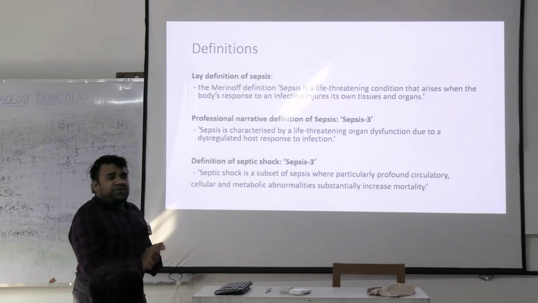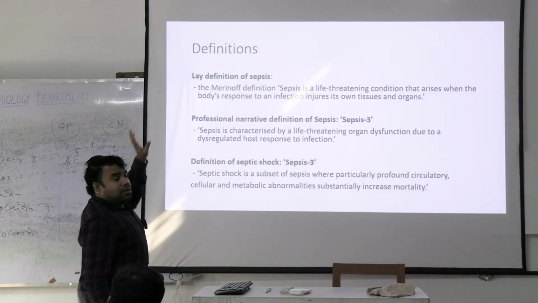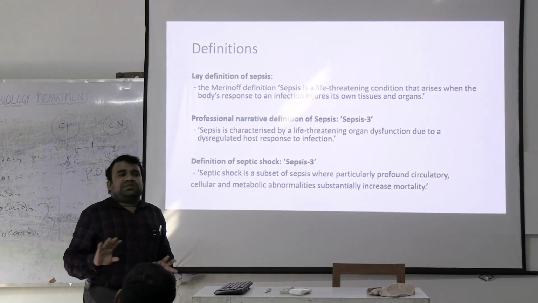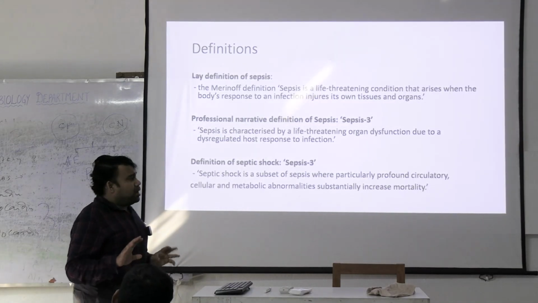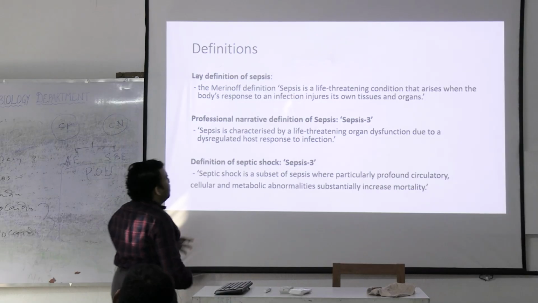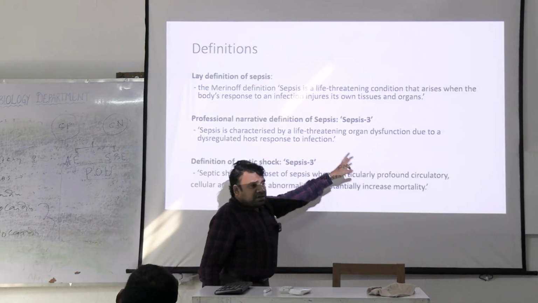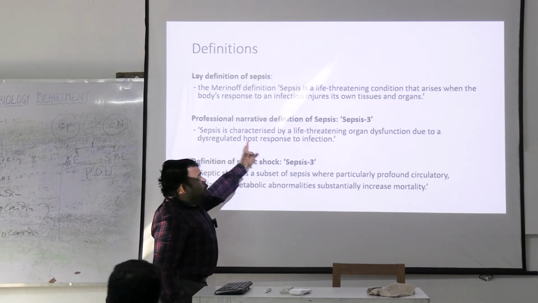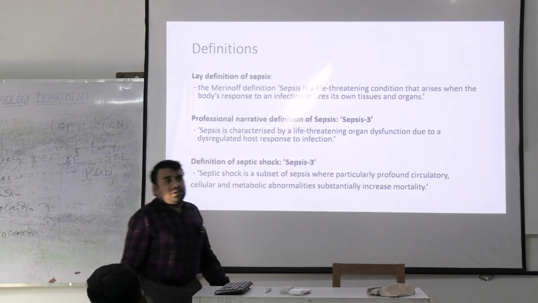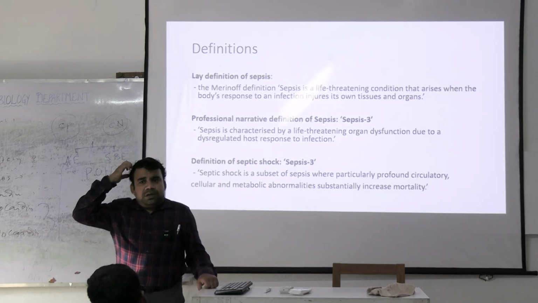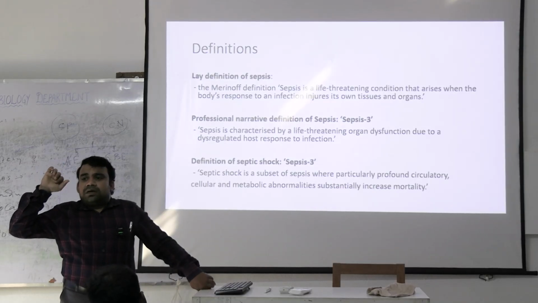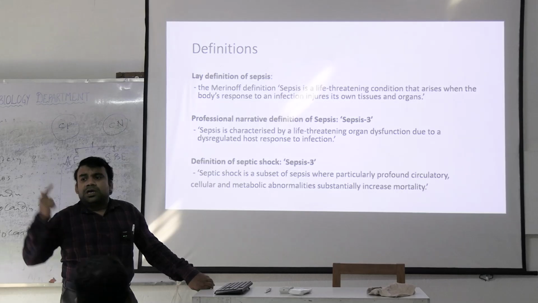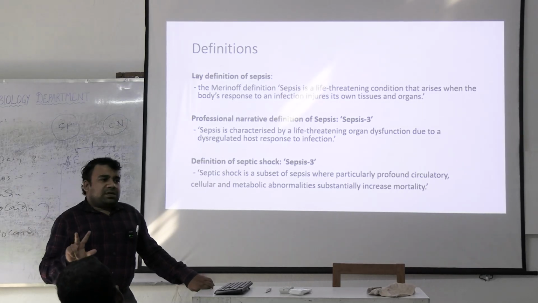Now, definitions of sepsis. I think you have understood the concept, but there is a specific definition. The definition is not mine. The Sepsis-3 definition: sepsis is characterized by life-threatening organ dysfunction due to dysregulated host response to infection. These are the 3 words you have to remember. It is organ dysfunction due to dysregulated inflammatory response to infection. Keep these three words in mind.